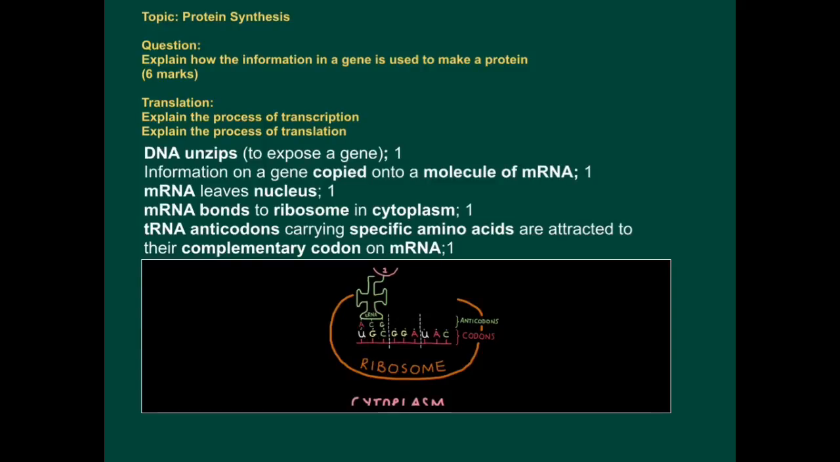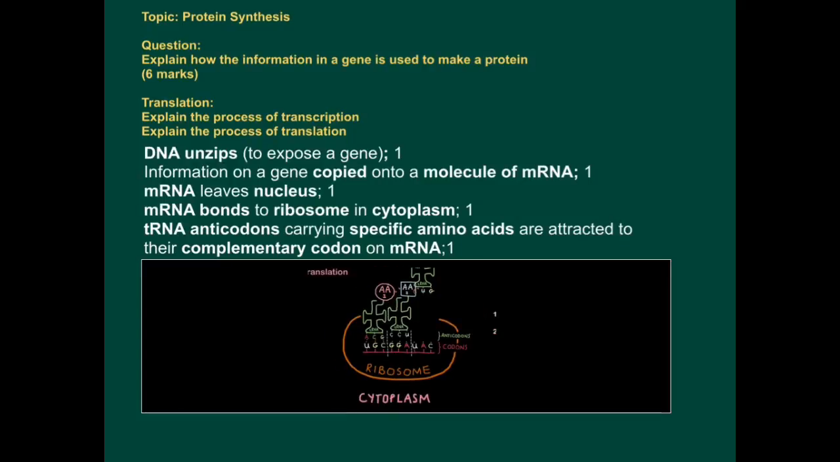A pairs with U, C with G, G with C, and so on. Each tRNA molecule will be associated with a specific amino acid. Hence, tRNA anticodons carrying specific amino acids are attracted to their complementary codon on mRNA. If you get this sentence right, everything else should be very easy. So let's play that forward. We can see more tRNA molecules carrying their specific amino acids bonding temporarily with that mRNA molecule.